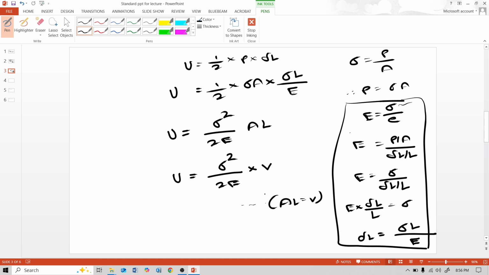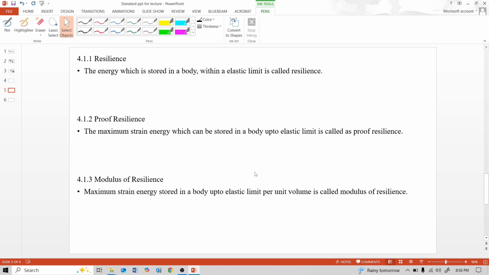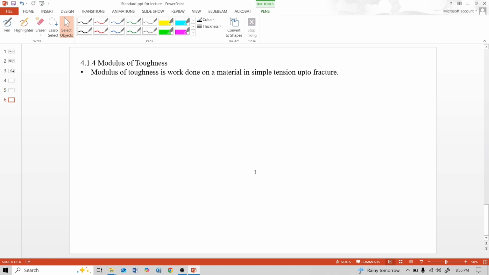Volume. So this is the formula of strain energy stored: U is equal to sigma square upon 2E into volume. Strain energy, denoted as U, is equal to sigma square (stress square) upon 2 into modulus of elasticity, into volume. Now next we will see the concept of resilience, proof resilience, modulus of resilience, and modulus of toughness.